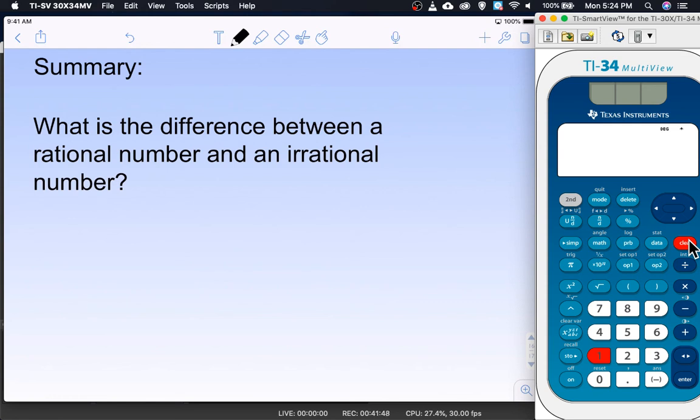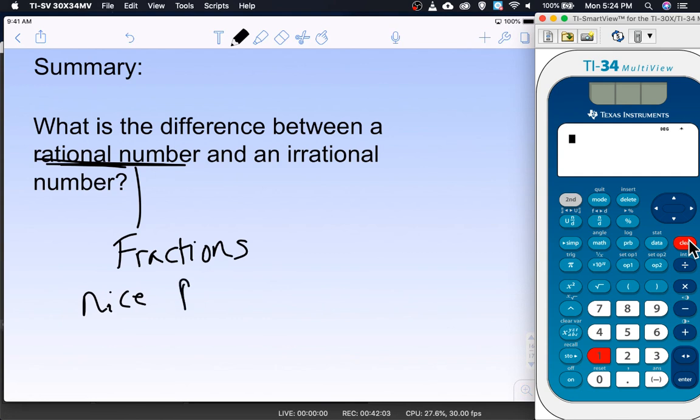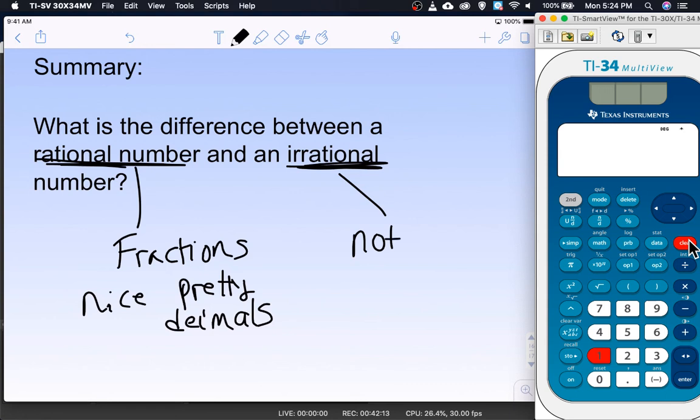All right, so the difference between them is a rational number can be turned into a fraction. Rational numbers are fractions. Rational numbers are usually nice, pretty decimals. Whereas irrational numbers, you cannot put them as fractions. And as decimals, they are big, ugly decimals. They don't stop, and they don't have a repeating pattern.